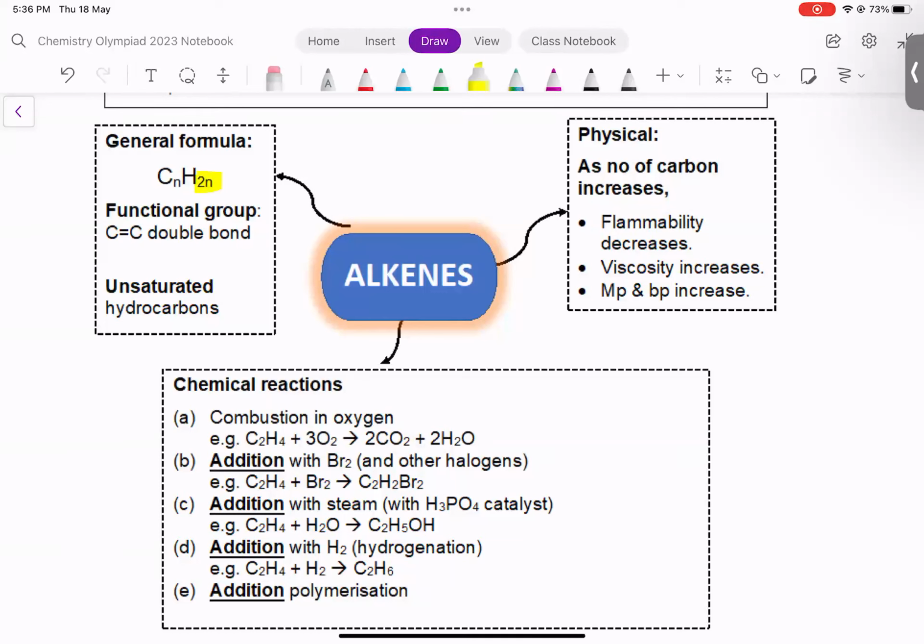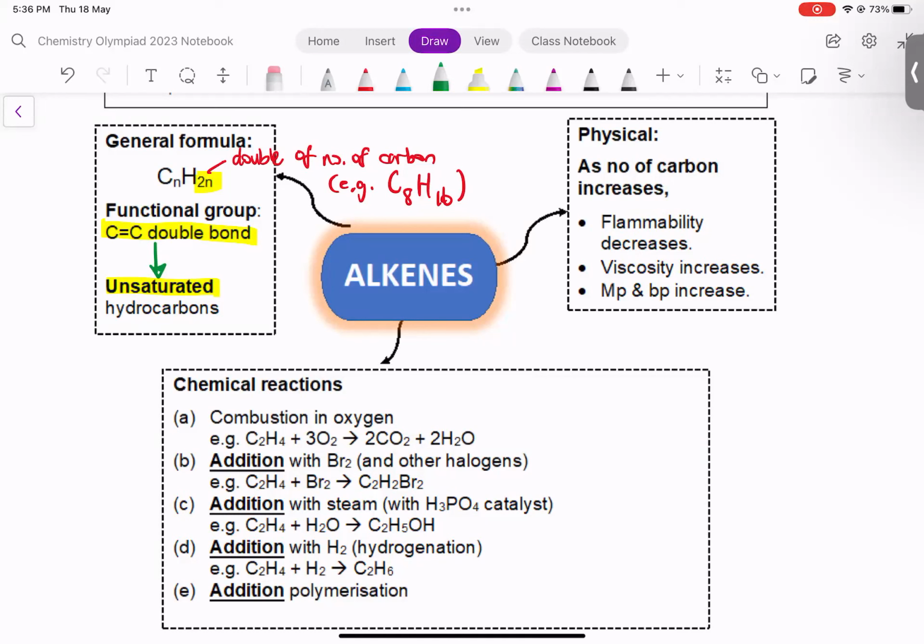Hydrogen is double the number of carbon. So for example, something like C8H16 tells you it's an alkene because the hydrogen is double the number of carbon. Next, the functional group is the carbon-carbon double bond. And because the carbon-carbon double bond is present, we say it's unsaturated. So you need to know that a double bond between carbon atoms present means the hydrocarbon is described as unsaturated.